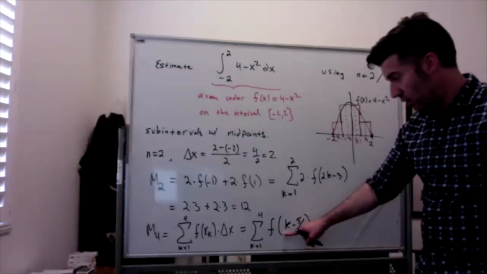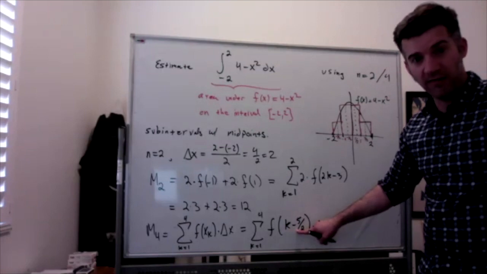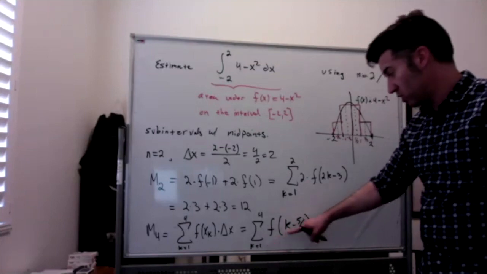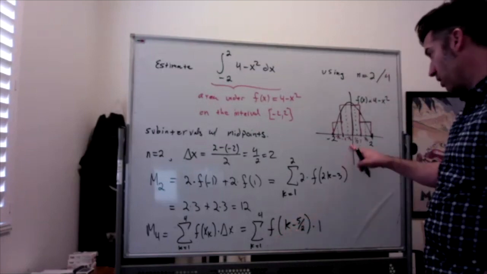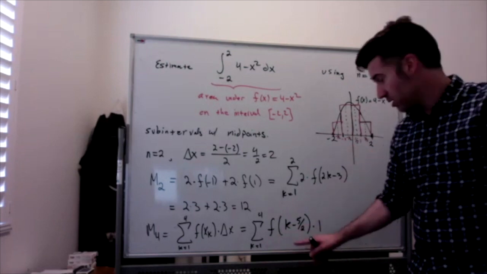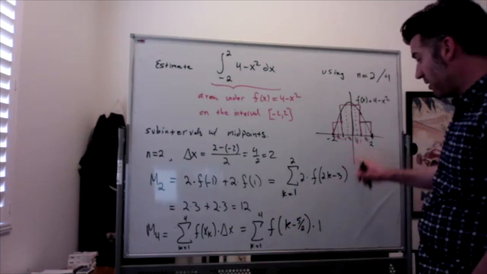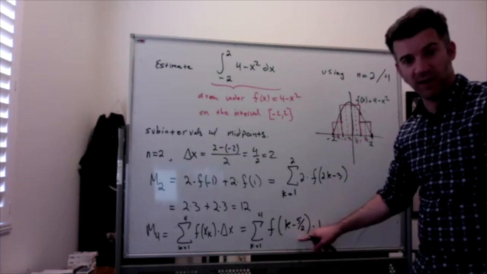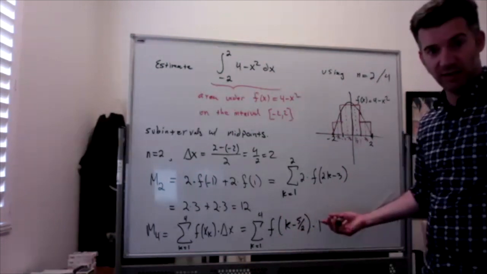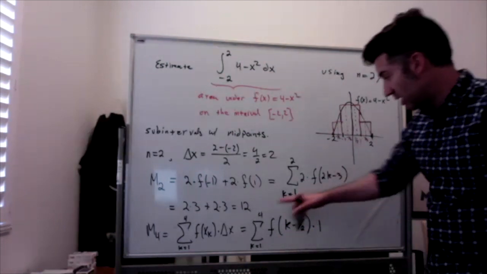Right? If k is 1, 1 minus 5/2 is negative 3/2. If k is 2, 2 minus 5/2 is negative 1/2. If k is 3, 3 minus 5/2 is 1/2. And if k is 4, 4 minus 5/2 is 8/2 minus 5/2, which is 3/2. So this does give us what we want.